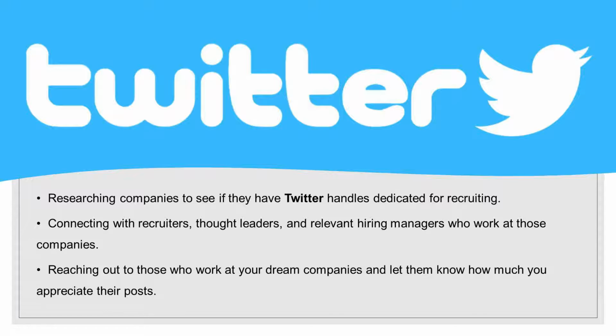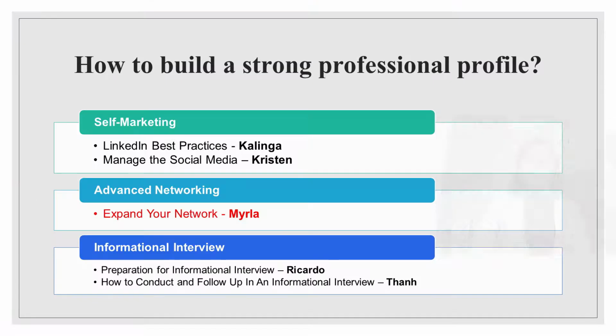Start out in stealth mode by simply liking, retweeting, or otherwise engaging with the posts. Don't overdo it or you will look like a crazy fan, and that's never good. Reach out to those who work at your dream companies and let them know how much you appreciate their posts. Get the conversation started and then explain your interest in working with them. Following good grammar, spelling, and punctuation rules will help you stand out and create a good impression. There are numerous instances of Twitter conversations turning into face-to-face meetings.